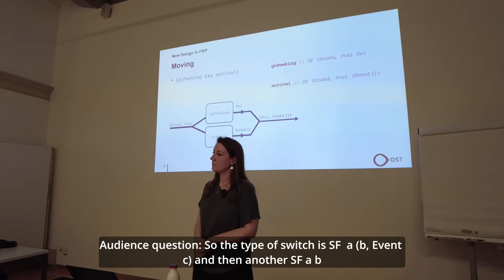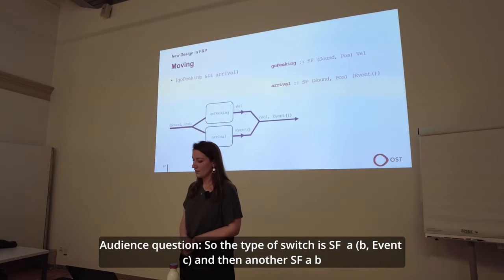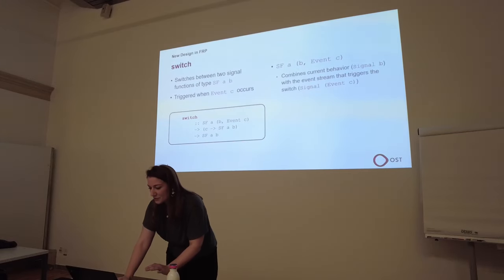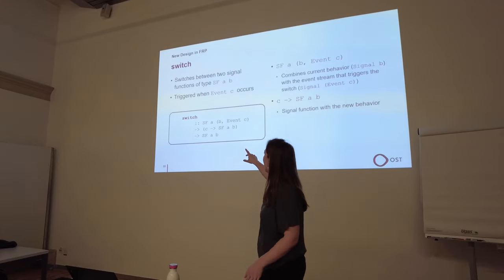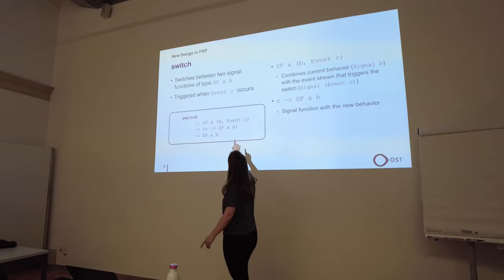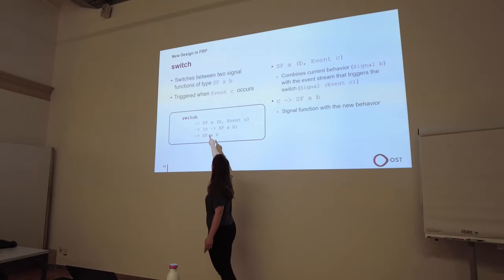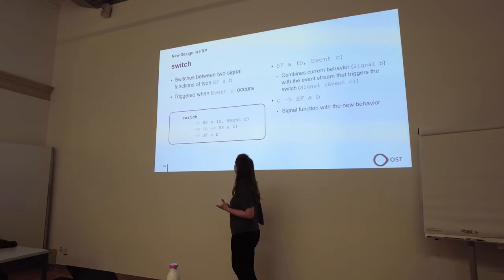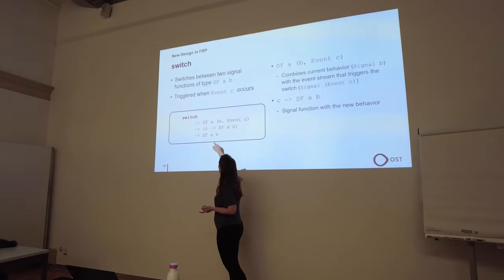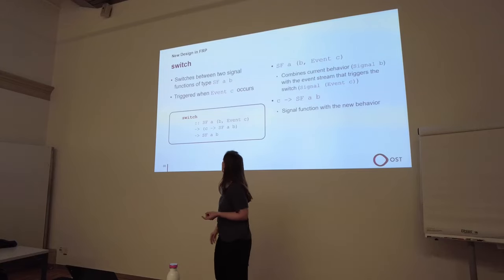So the type of switch is SF A B, Event C, and then another SF. I tried to reduce the code a bit, so I took out this slide. So this is the type of switch, and the input is the signal function A B, so B is the current behavior or current signal, and then Event C is the event triggering the switch, and then we have here the new behavior. And at the end, if we combine all this together, we get a signal function from A to B. So A is the input.